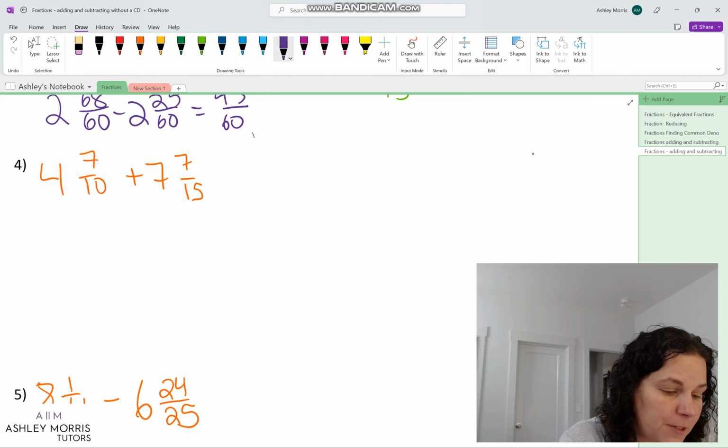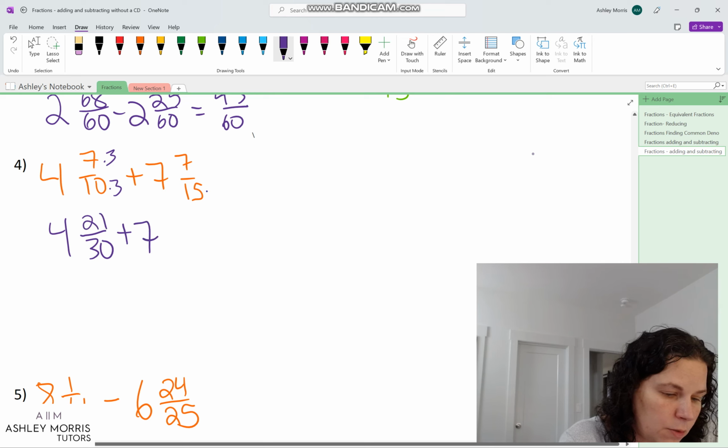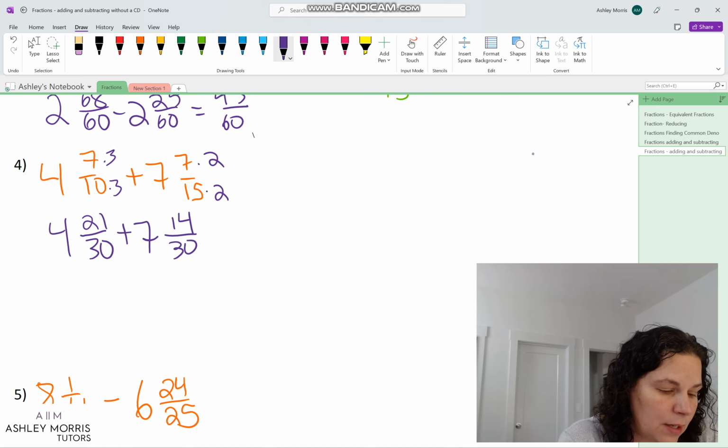So 10 and 15, the common denominator for that is 30. So 15 gets multiplied by 2. The 10 gets multiplied by 3. And this is adding, so 7, 8, 9, 10, 11. Oops. 21 plus 14 is 35 over 30.